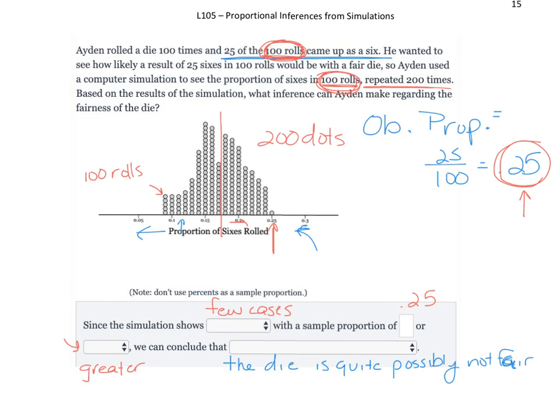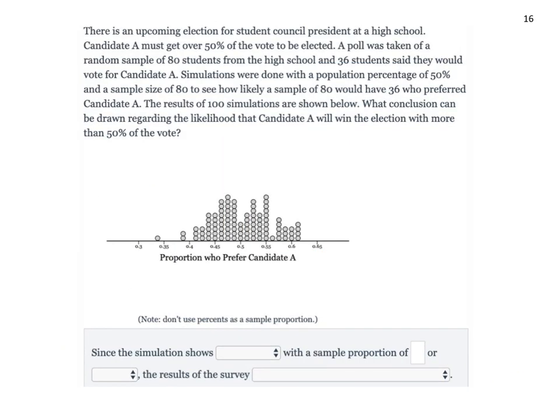On these, you will never say something is definitely not fair, okay? Or definitely going to happen, because it's all chance, it's all probability, right? Weird things can happen on one sample. So it's usually going to be something like quite possibly, likely, words like that are what you should be looking for. Okay, so here's an election example.